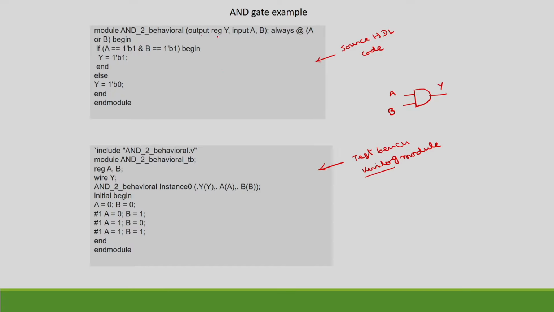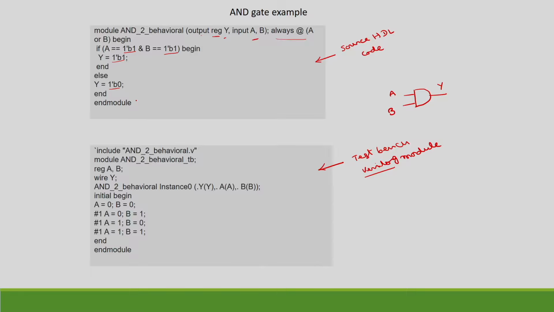So, we have defined the output register as Y, inputs are A and B, then always at A or B. Whenever A changes or B changes, we have to begin. So, what is the operation? If A is equal to binary 1 and B is equal to binary 1, then output is equal to 1, else output is equal to 0. This is a simple description of this AND gate. Then end module. Then what is the corresponding test bench for this AND gate?